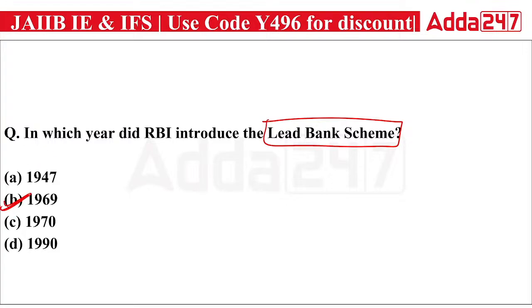So your right answer will be in this scheme. RBI made one public sector or private sector bank the lead bank of a particular district, and the work of this lead bank is to make sure that all the banks in that district work to establish branches where required and to plan the credit.